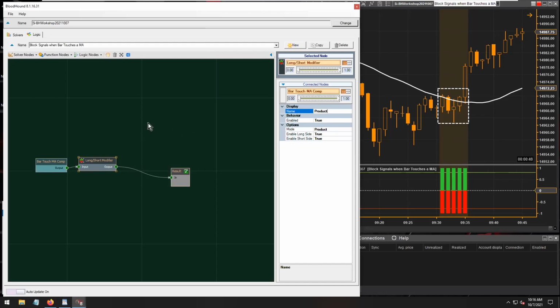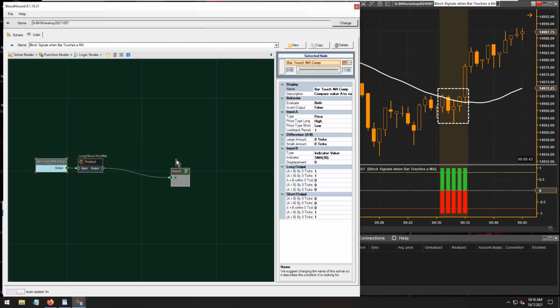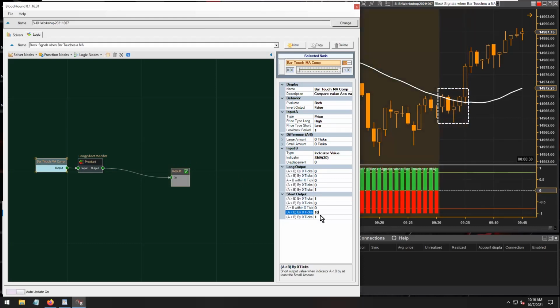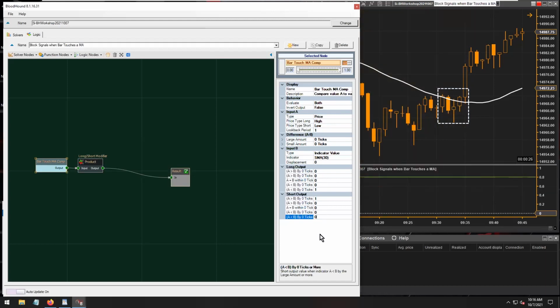All right, so I'm going to name my long short modifier. All right, so for the opposite, let's see here. I think to get the opposite results, I think we can just reverse the outputs here, like so.